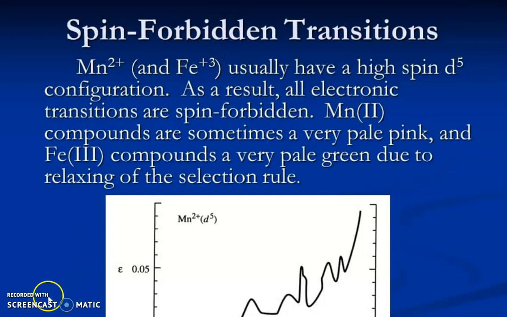Now, spin forbidden transitions. Hello everyone. Now I am going to show you spin forbidden transitions. You know Mn2+ and Fe3+ usually have a high spin d5 configuration. As a result, all electronic transitions are spin forbidden. Mn2+ compounds are sometimes a very pale pink and Fe3+ compounds a very pale green due to relaxing of the selection rules.